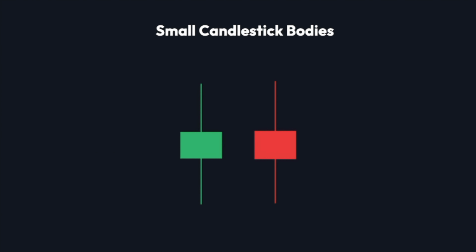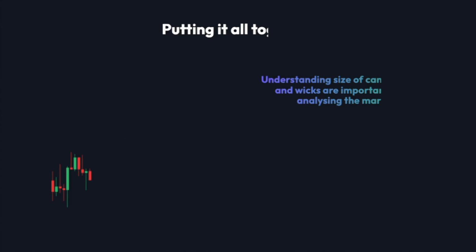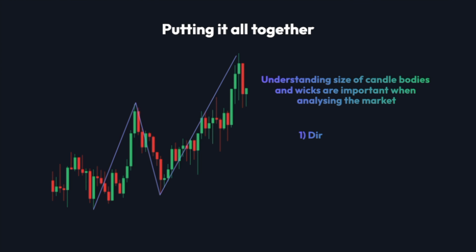Candles with small bodies show indecisiveness and resistance from both sides. A green candle with a small body shows that buyers were slightly stronger, while a red candle with a small body shows that sellers had a slight edge. Understanding the different sizes of candle bodies and wicks gives us important information on the direction and strength of price movement, which is essential when analyzing the market.